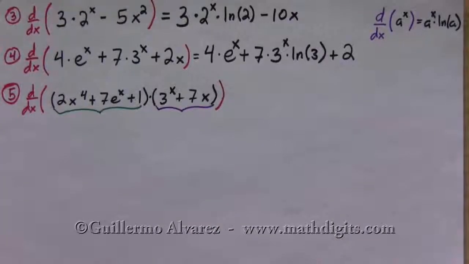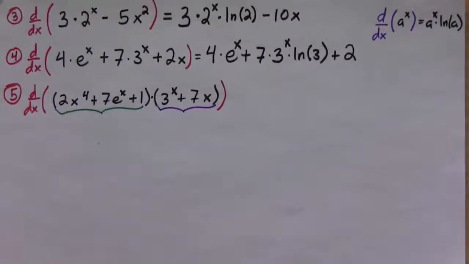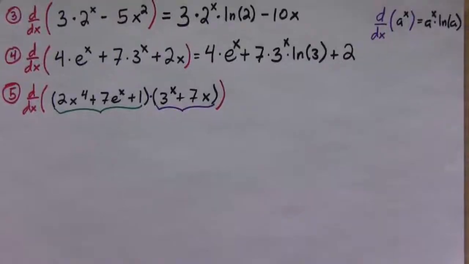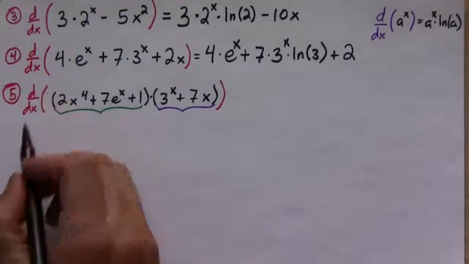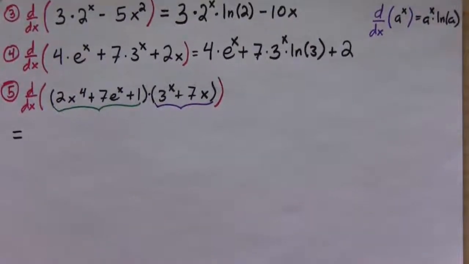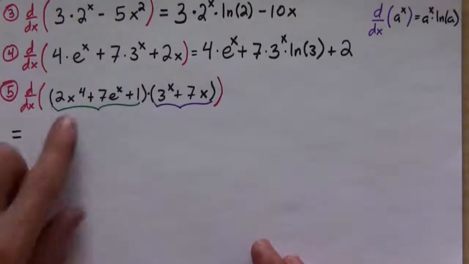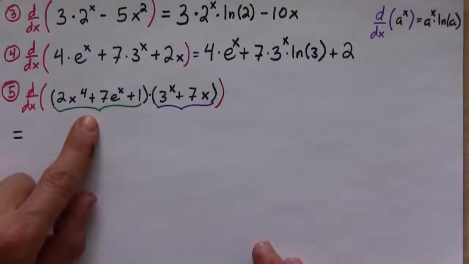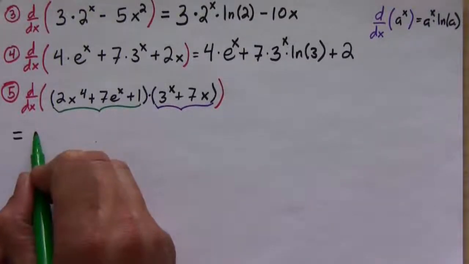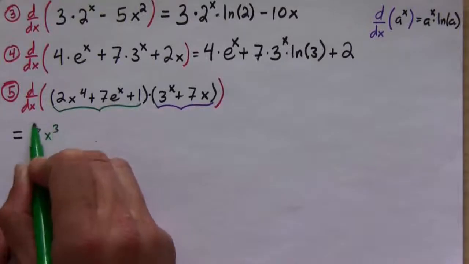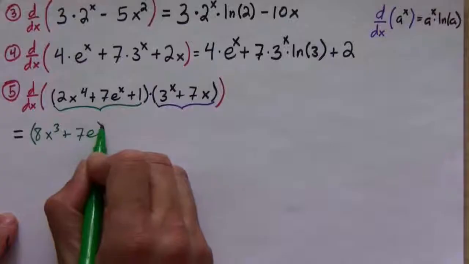Alright, now the product rule, the way we do it is we always find, so here let's write this out. So this is going to equal, so we always get the derivative of the first function first. So the derivative of 2x to the fourth, that's going to be 8x to the third plus the derivative of 7e to the x is just 7e to the x.